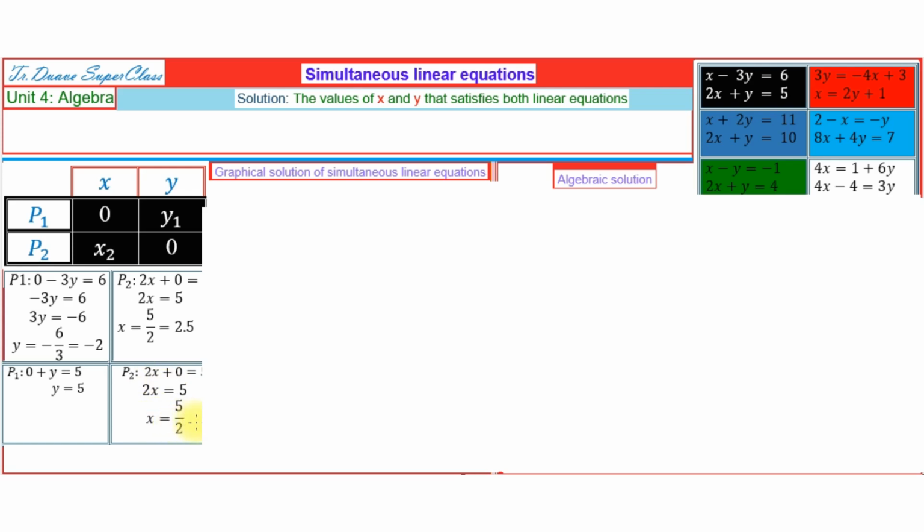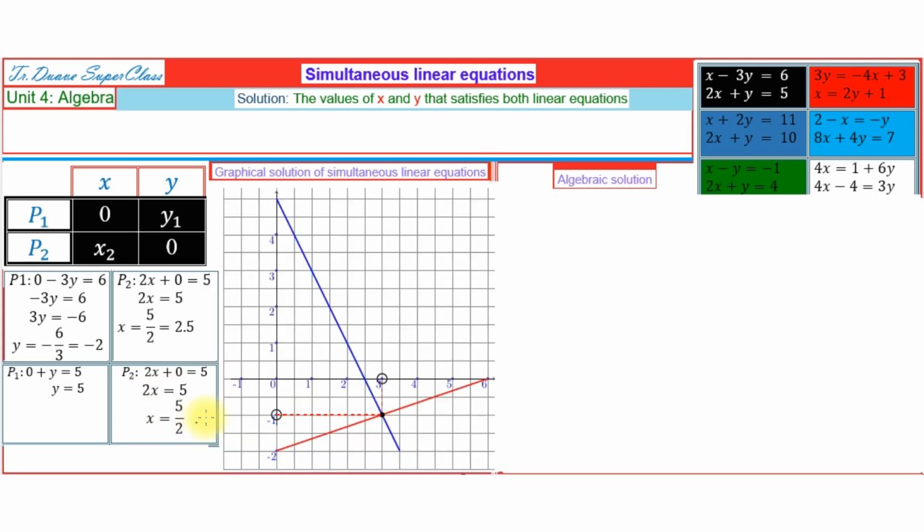Now we must draw the graph. We have the point representing the graph, another point, and then we draw the graph. We do the same with the other equation. As we can see, these two graphs intersect each other at this black dot here, and the coordinates of this point are 3 and minus 1. So x equals 3, y equals minus 1. This is the solution using the graphical method to find the solution of the simultaneous linear equations.